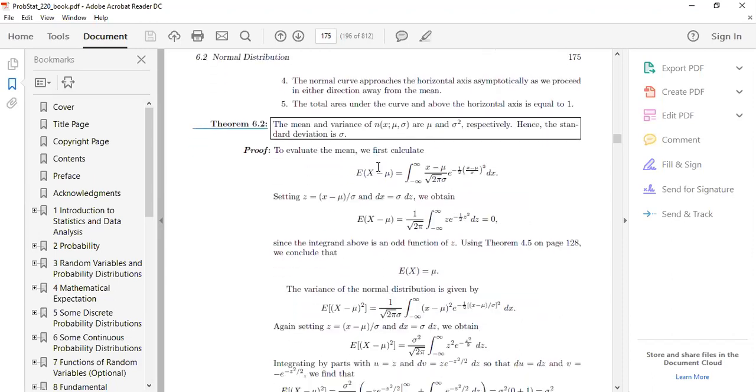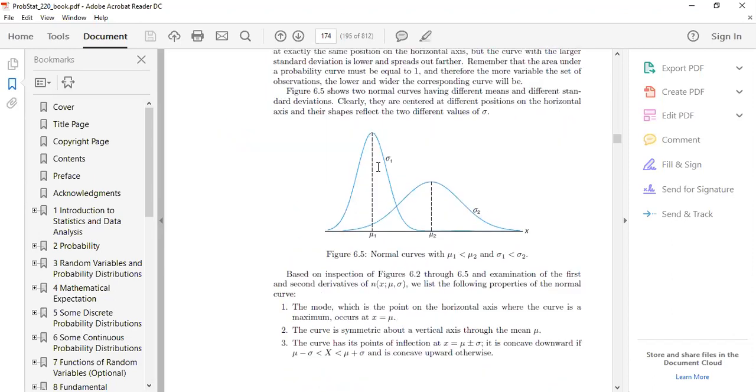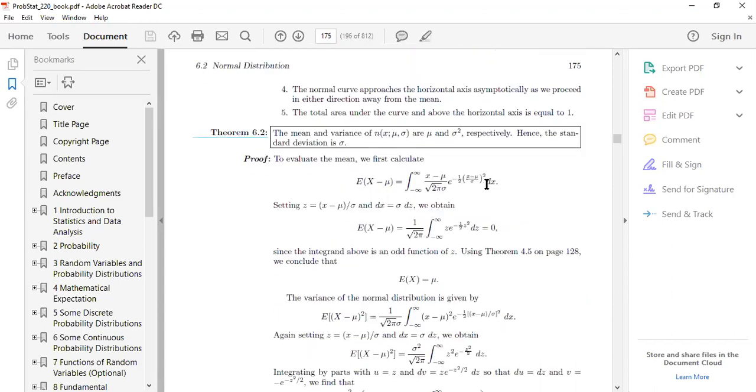The normal curve approaches the horizontal axis asymptotically as we proceed in either direction away from the mean. This is the mean value, and away from the mean it just goes like this, asymptotically. Same here. And the total area under the curve is always equal to 1, as I told you. So once we talk about this distribution, naturally we have the mean and the variance of this distribution.